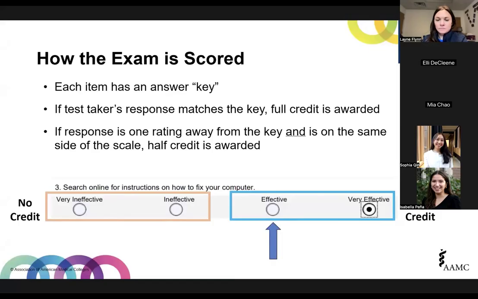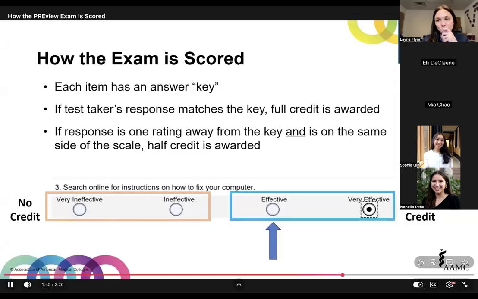However, the test taker selected very effective. Since very effective is one rating away from effective, and because it's on the same side of the scale, half credit would be awarded. If the test taker in this scenario selected ineffective, which is also just one away from effective, but it's on the other side of the scale, that one would not receive any credit because it's on the other side. So again, if the key says it's effective and you put very effective, you're going to get partial credit. But if that key says effective and you pick ineffective, you will not get any credit for that question.